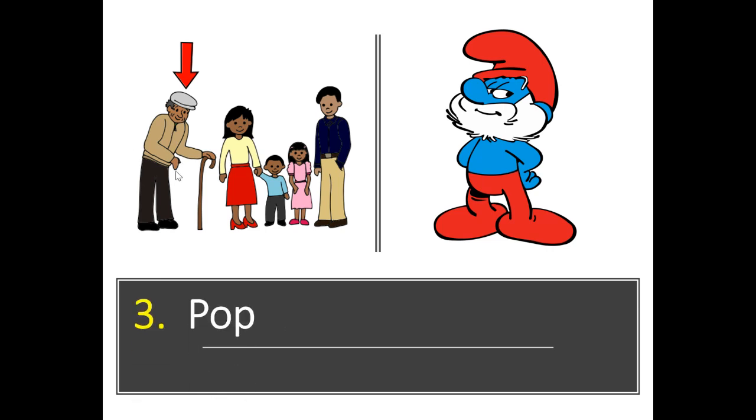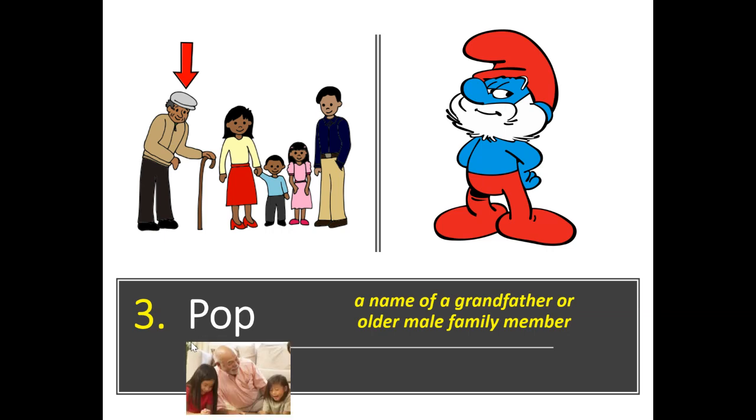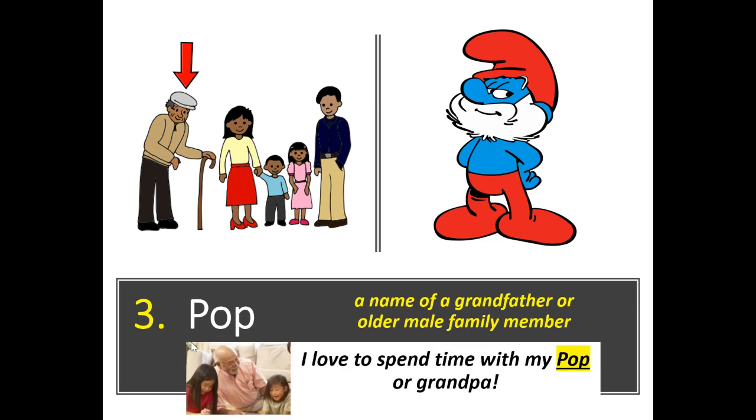So, the word is pop. That's short for papa. Pop. So, write number three, pop, P-O-P, pop. Pop is a name of a grandfather or older male family member. Pop. I love to spend time with my pop or grandpa.